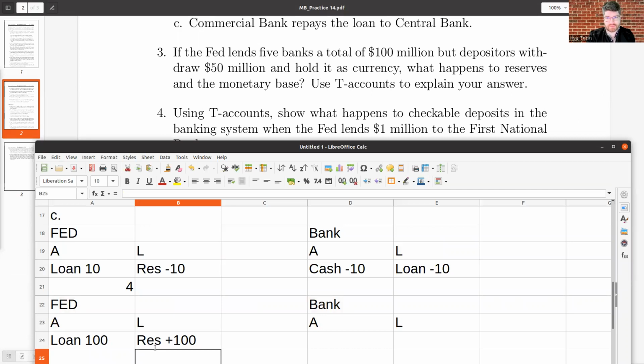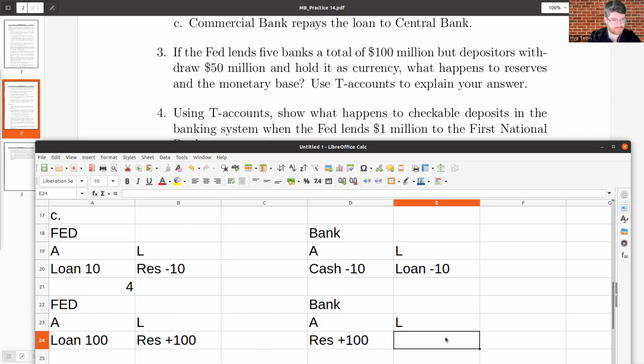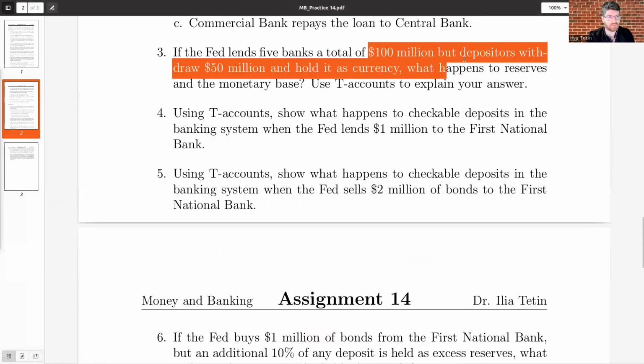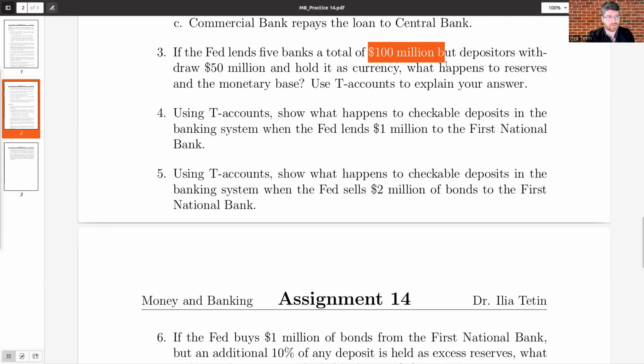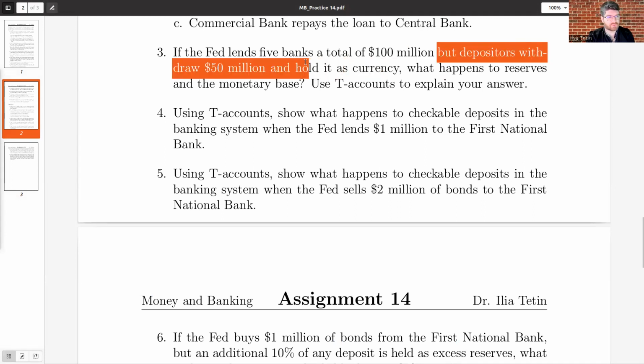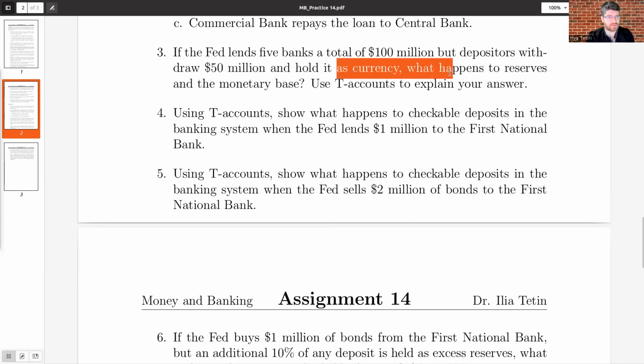What about the bank? Here it was cash, but generally it is reserves plus 100 and loans. So this is the initial operation, the initial effects of the loans on the banking system when this 100 million goes to the bank. Next, depositors withdraw 50 million and hold it as currency.